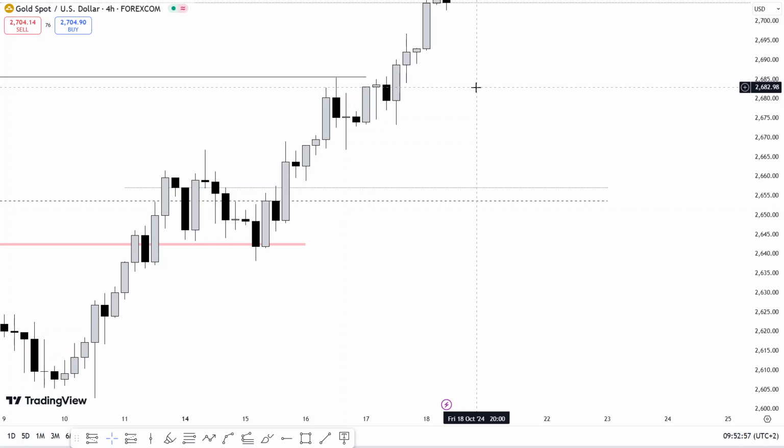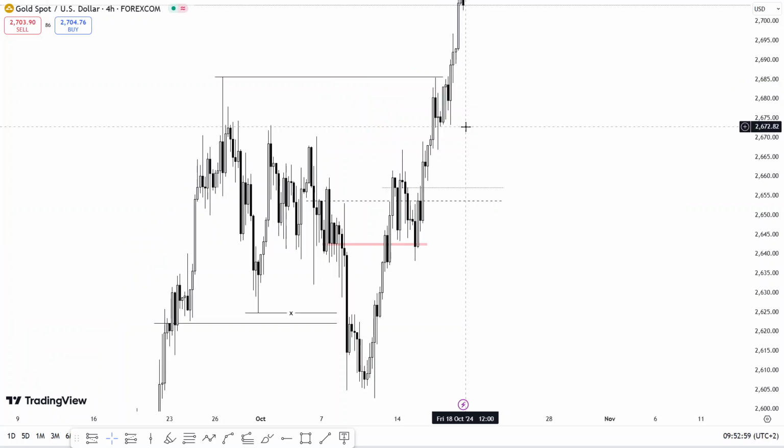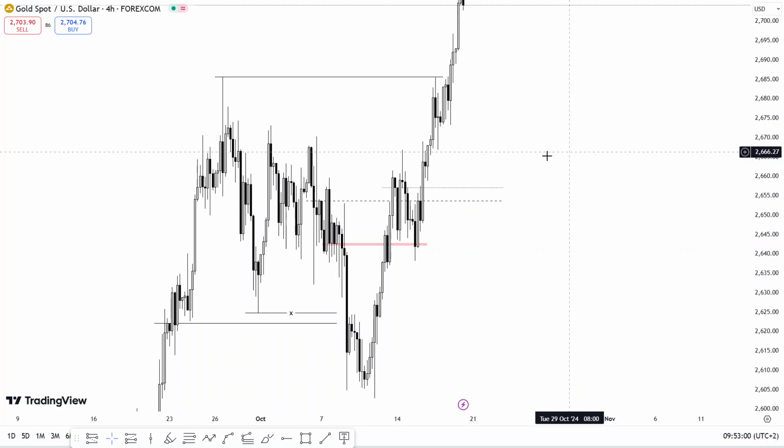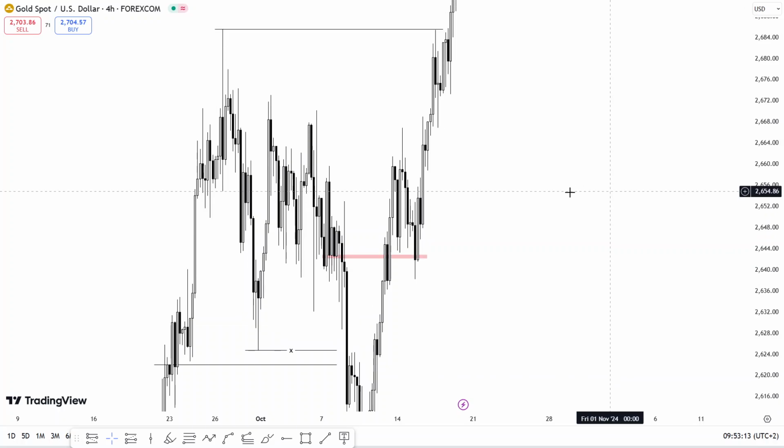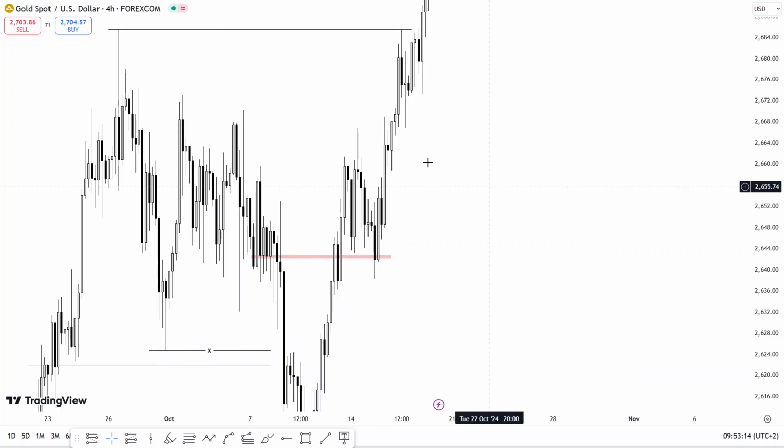Let's go down to the 4-hour. So here on the 4-hour, we noticed that we had this high. I'm going to remove this level right here because it's no longer any use. We're just going to mark up the ones which we have reacted from, right? So fine. We're going to see which time frame.